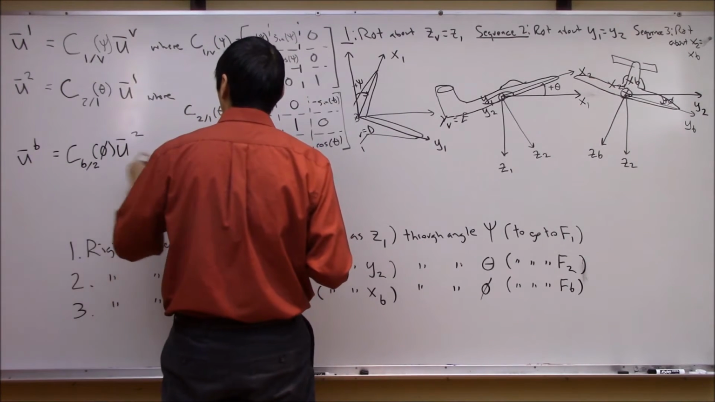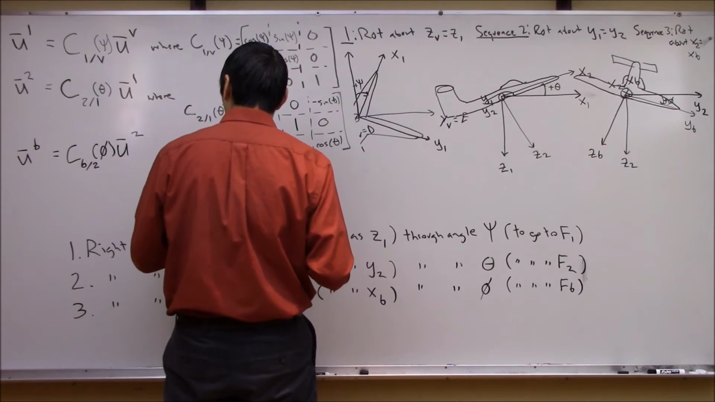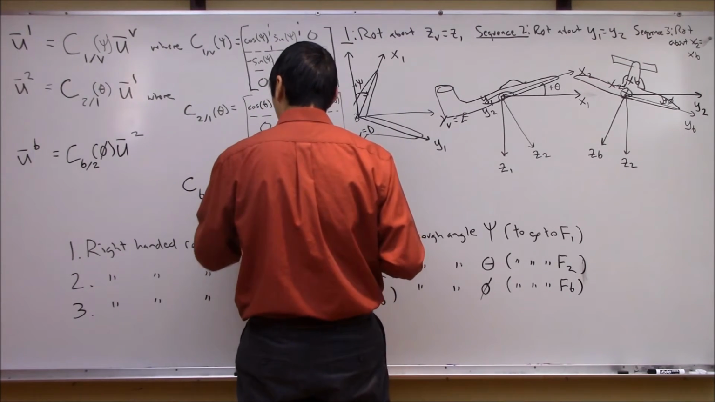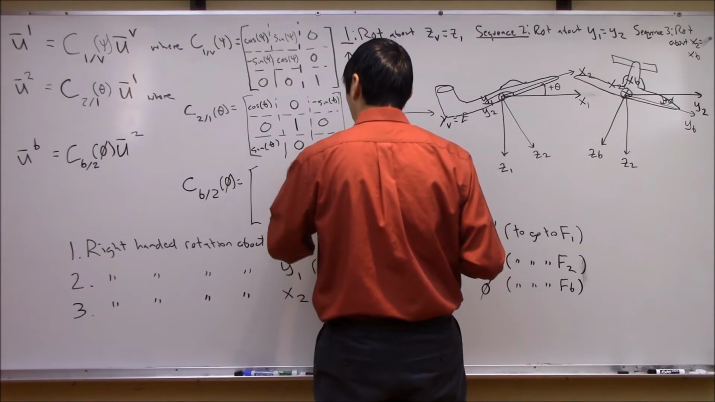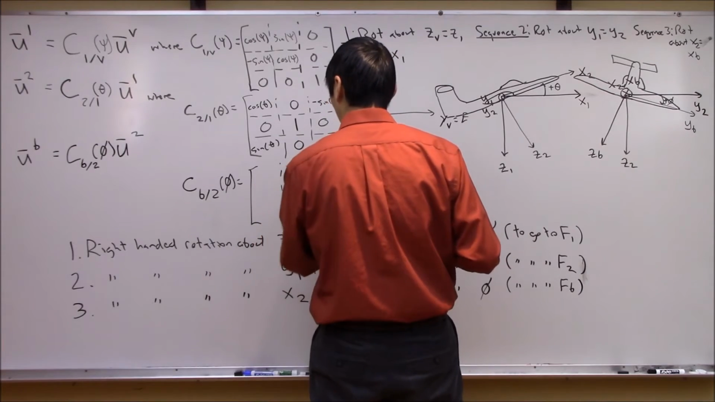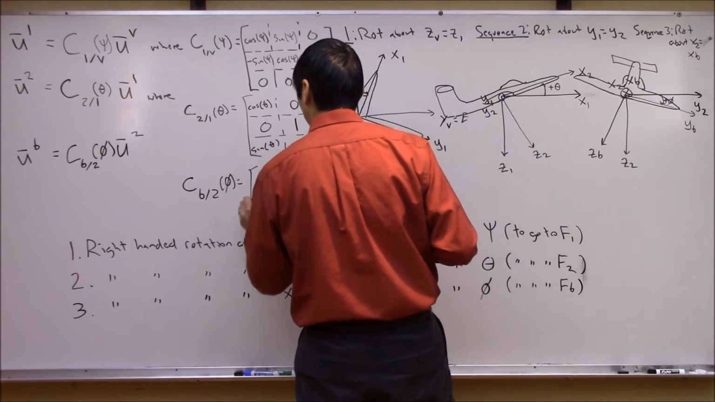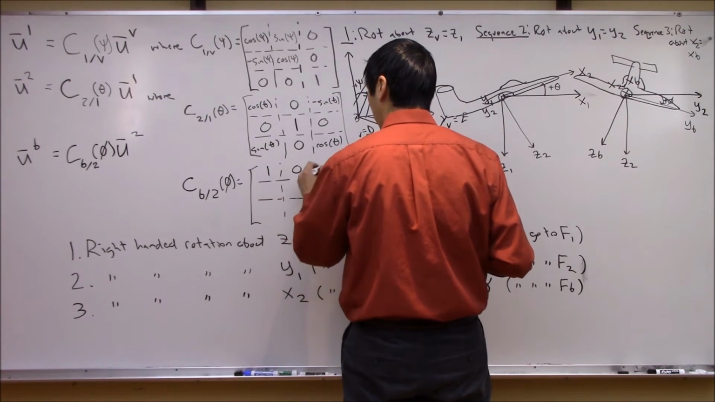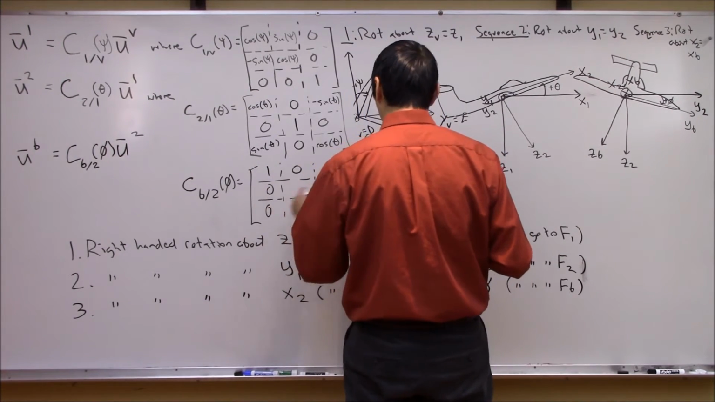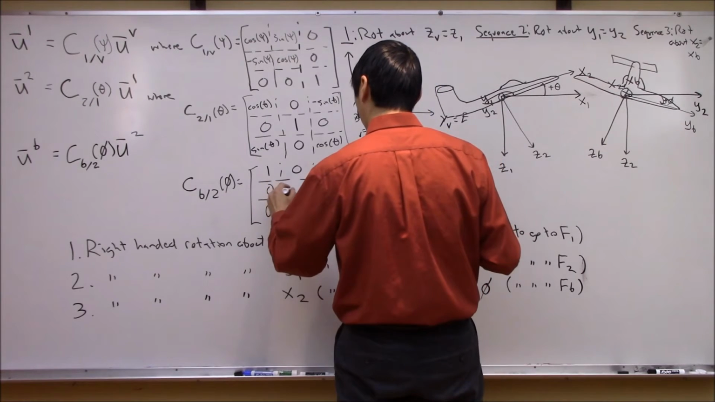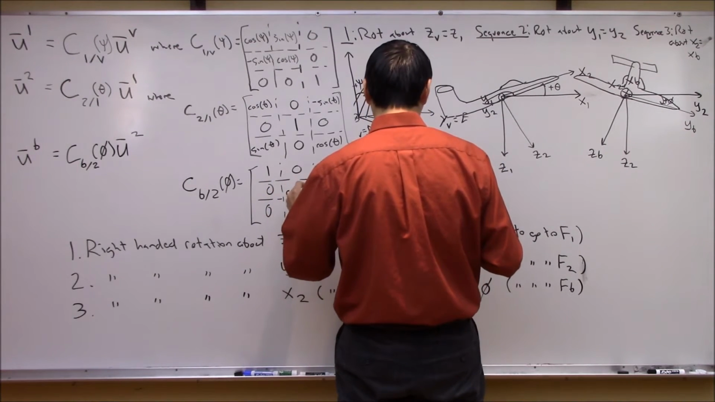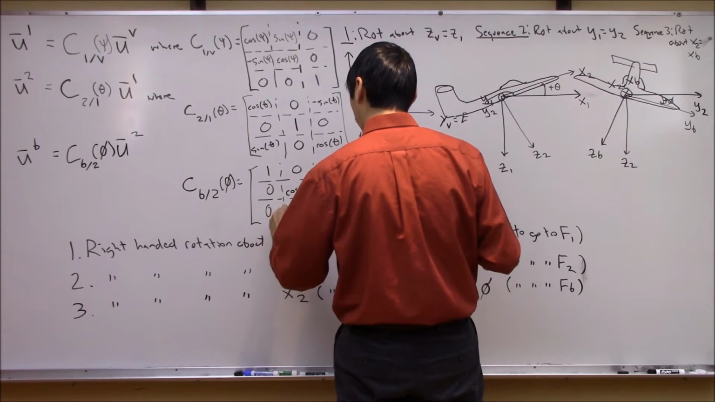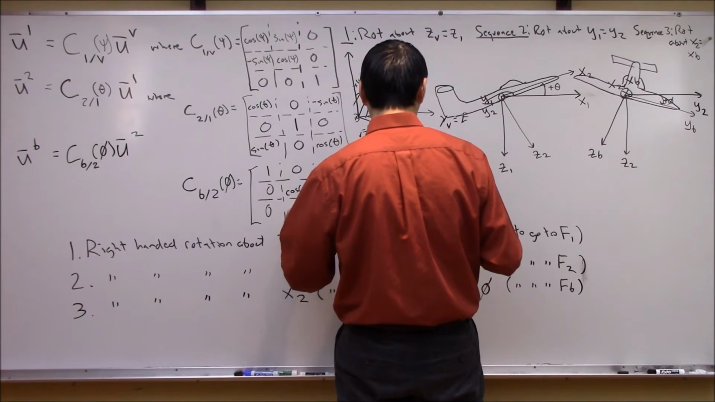And again, this rotation matrix, this C2 to B through the angle phi, is nothing more than a 3 by 3 rotation matrix about a common x-axis. So the 1 goes here. And then these terms are going to be cosine phi, sine phi, and then minus sine phi, and then cosine phi.